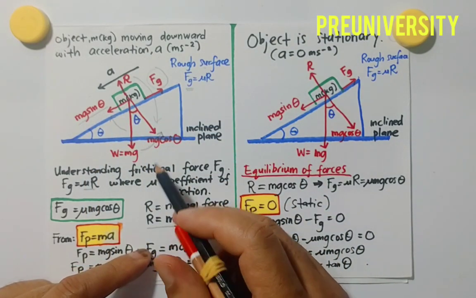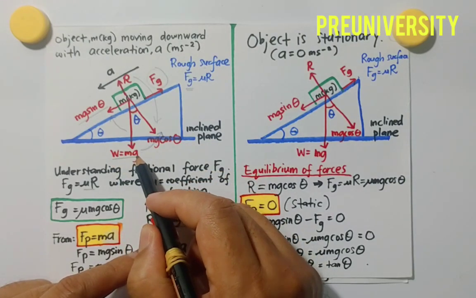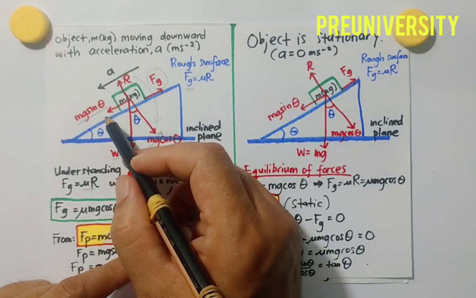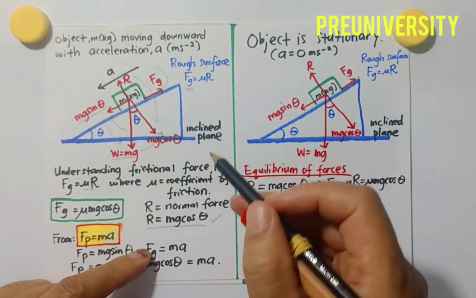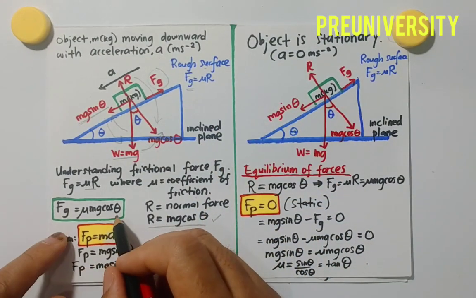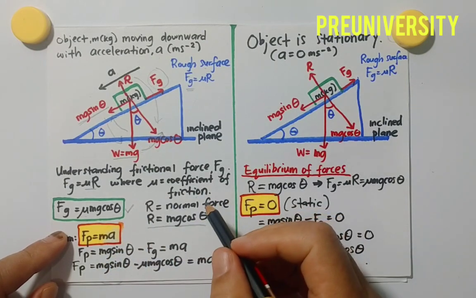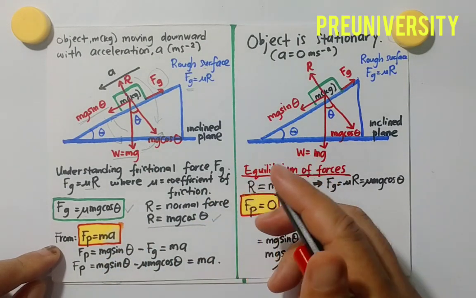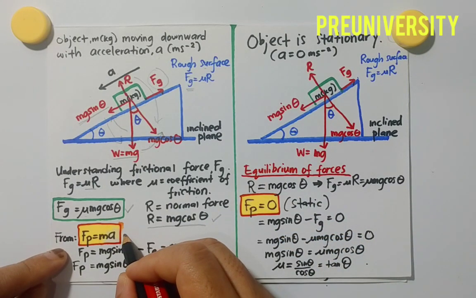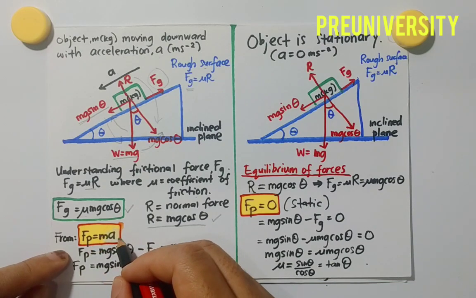So that means mg cos theta is the component of the weight of the object. Same with the mg sin theta, also a component of the weight. Okay, so then we can get the frictional force as mu mg cos theta. Okay, so then we continue. We apply Newton's second law. Resultant force is equal to ma.